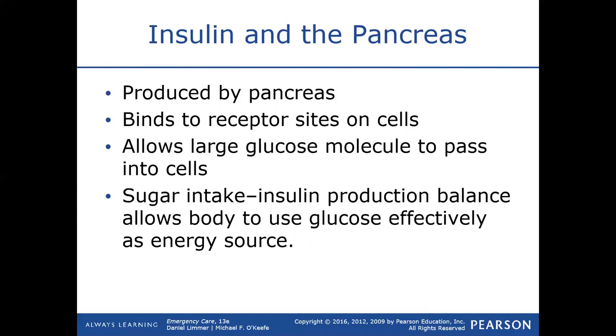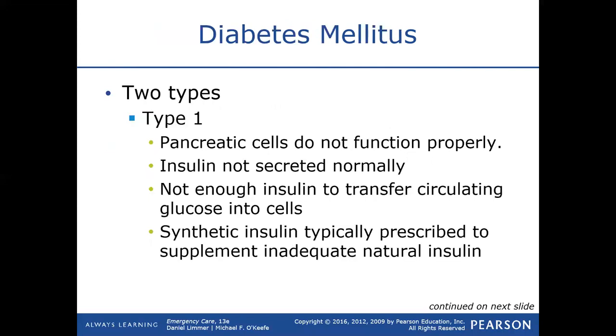The sugar intake and the insulin production balance is very important. So if you have too much insulin, you might drop your blood sugar. If you don't have enough insulin or your body doesn't use it properly anymore, then your blood sugar level is going to be high. I hope that makes sense.